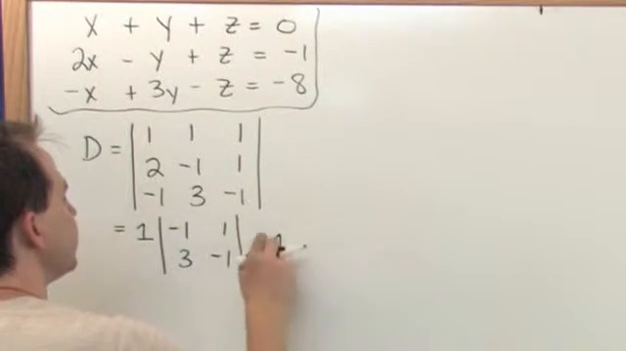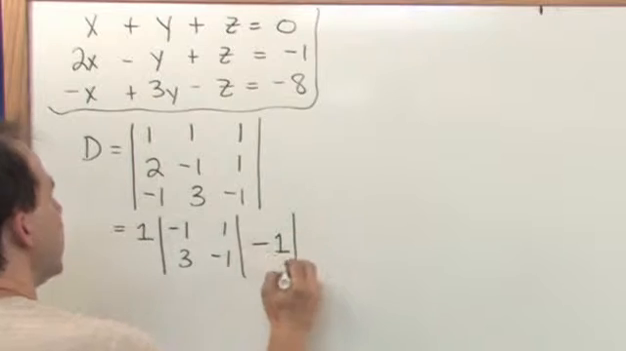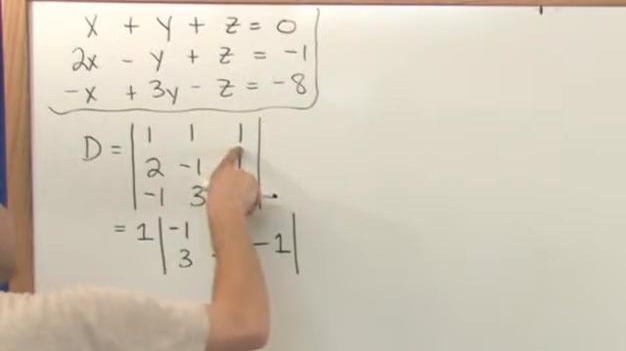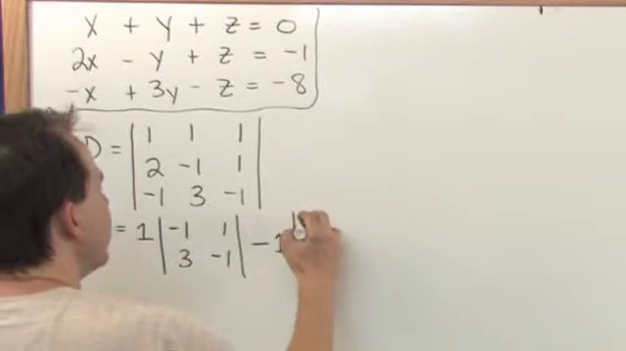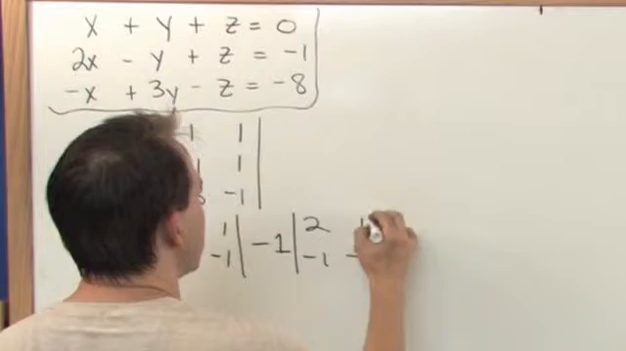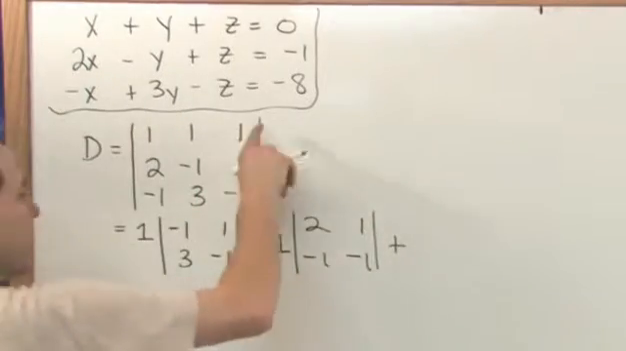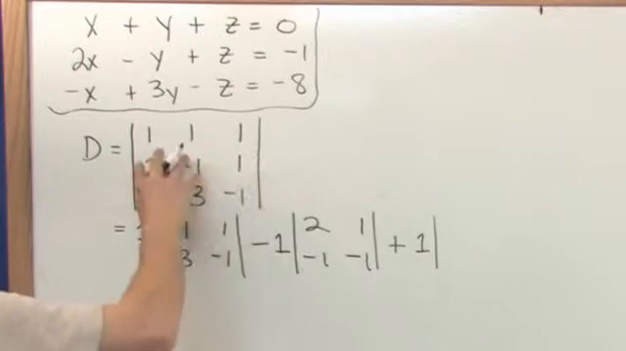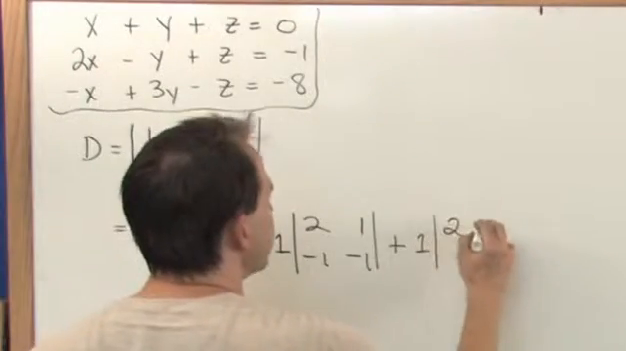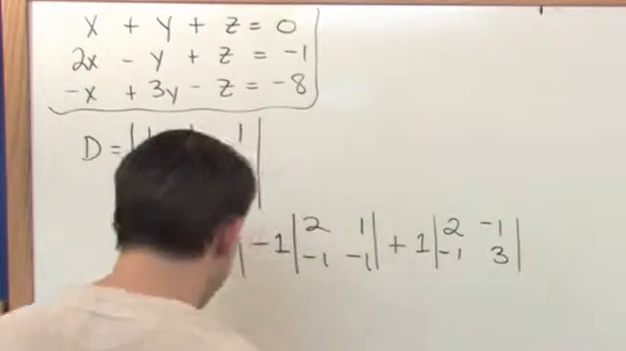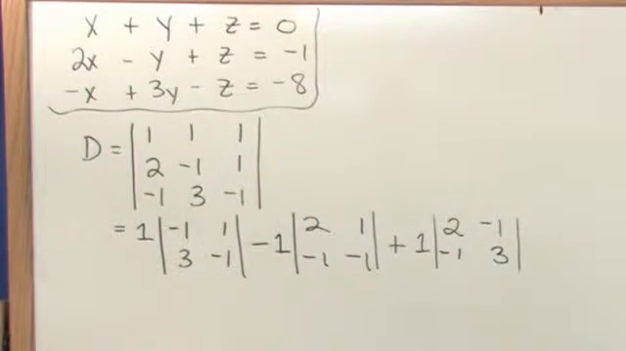And we'll have a 1 times the determinant of, after you cross through these, whatever's left over. This, and these numbers right here. So you have 2, 1, negative 1, negative 1. Okay, and you have plus, the third one is a 1, and you cross out this and this, whatever's left over is 2, negative 1, and 3. Okay, 2, negative 1, and 3. And so let's go ahead and do that math right there.